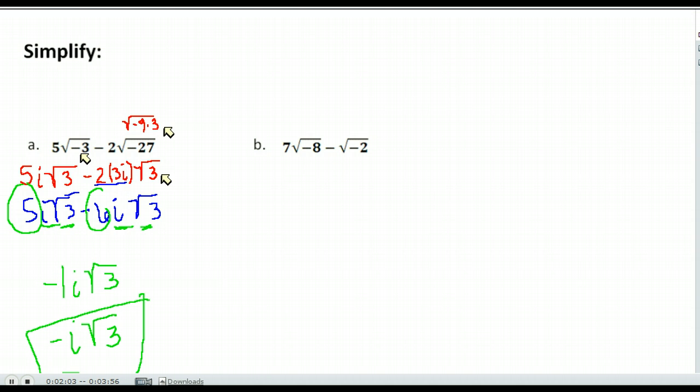Okay, so going back through those steps, you simplify each radical. We first simplified the square root of negative 3 as i root 3. We simplified negative 27 as the same as negative 9 times 3. The square root of negative 9 is 3i. Put that here, and the other 3 had to stay inside. We multiplied the coefficient that was in front times our 3i to get negative 6i, and then we added our like terms.